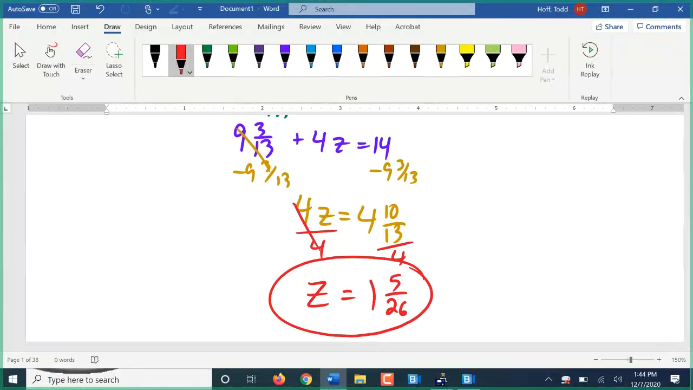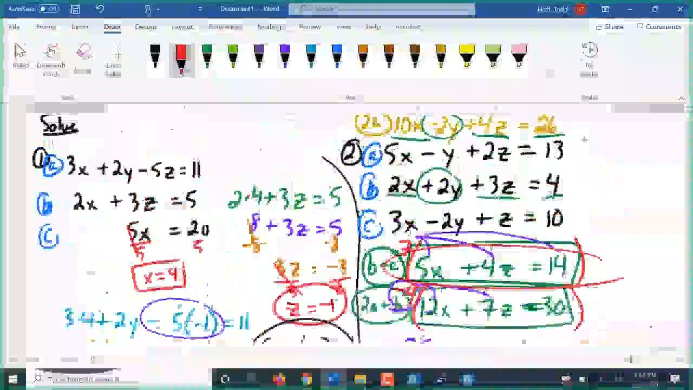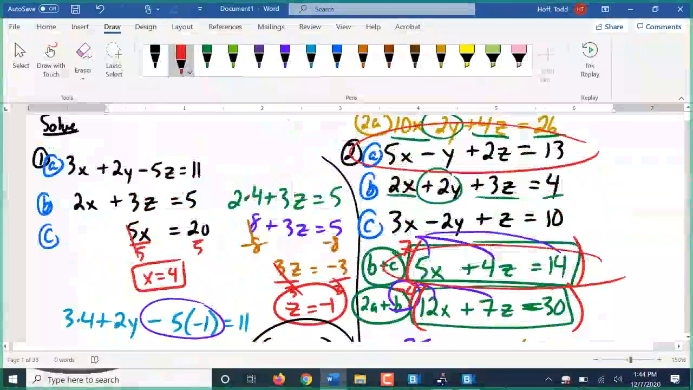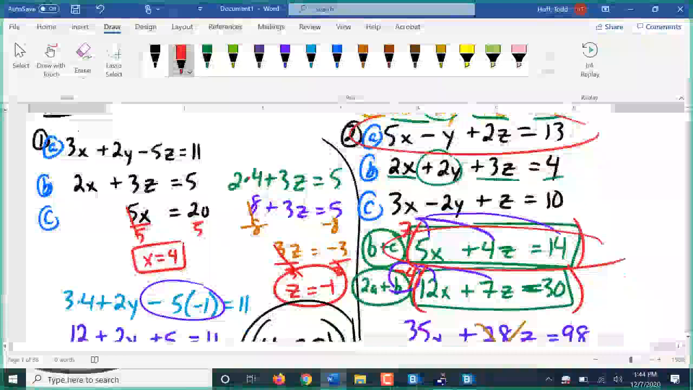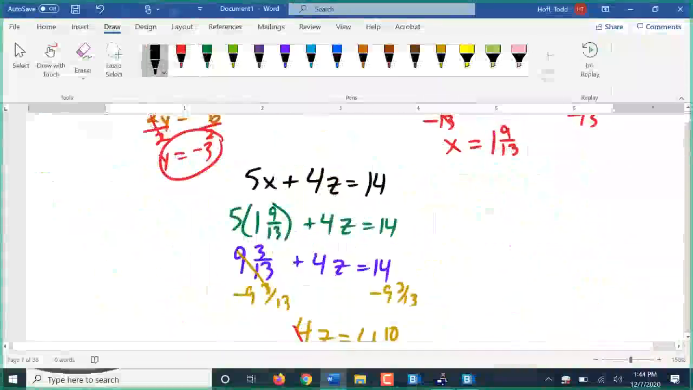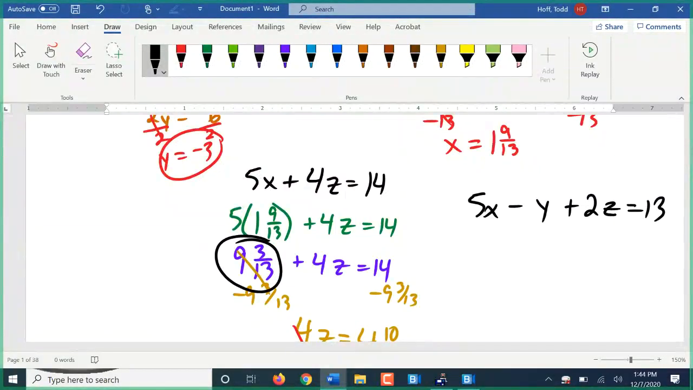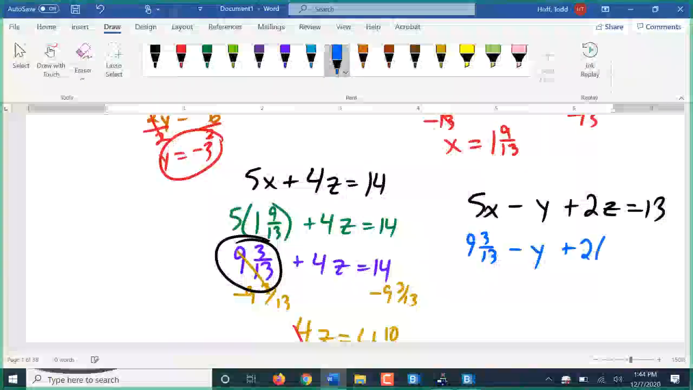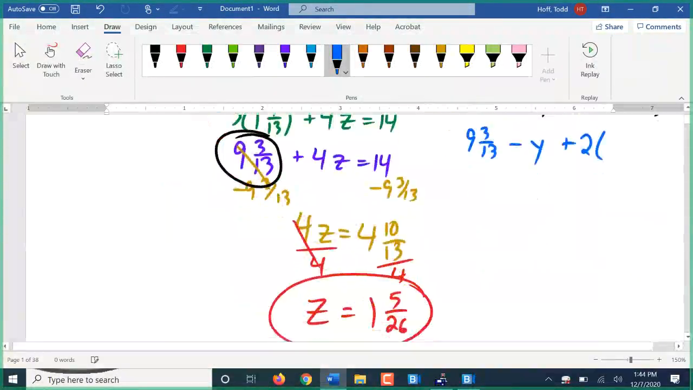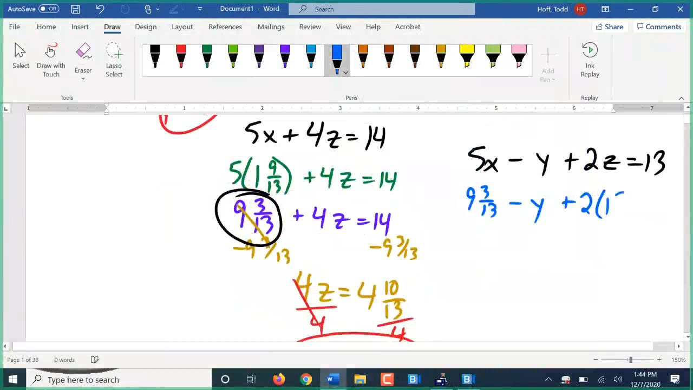Now we find y by going back to one of our original equations. Let's go back to this first one here: 5x minus y plus 2z equals 13. Now I'm going to pull from over here. I know that 5 times x is 9 and 3/13, minus y, plus 2 times z, which is 1 and 5/26, equals 13.